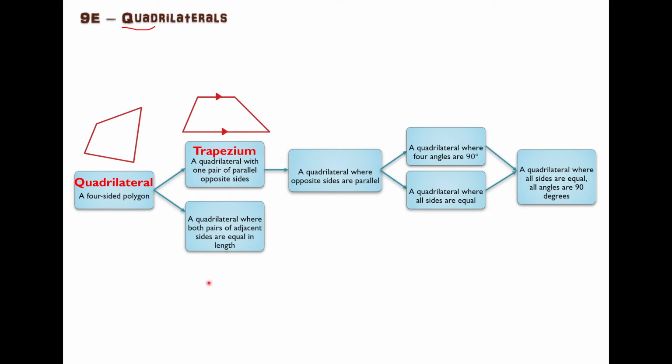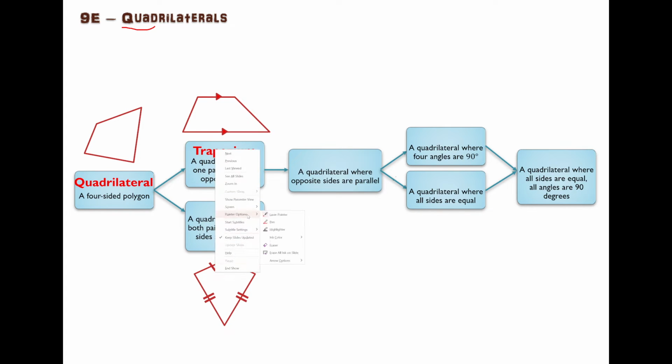We also have a special kind of quadrilateral, which is where both pairs of adjacent sides are equal in length. That looks like this. When I say a pair of adjacent sides, I'll just change my color to something a bit different. There we go. So this side here and this side here, these two are adjacent. Adjacent means next to each other, and they're equal.